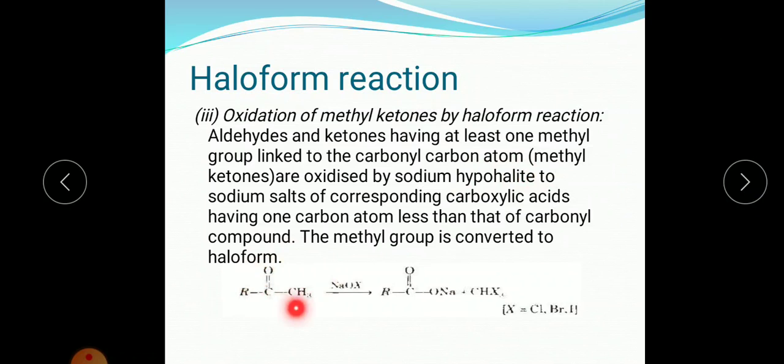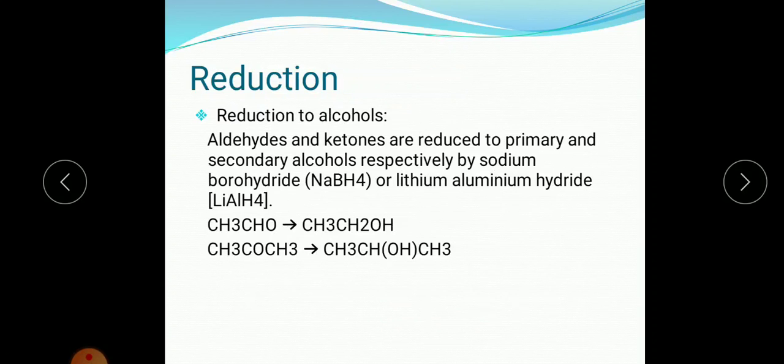We have taken the ketone, and this NaOX has come from the reaction of iodine and sodium hydroxide. It will form sodium acetate and CHX3. If it is I, it will form iodoform. If it is Cl, it will form chloroform. This is known as the haloform reaction.